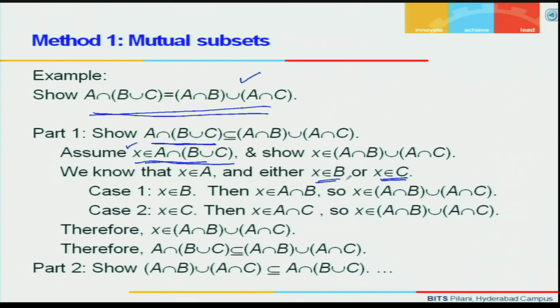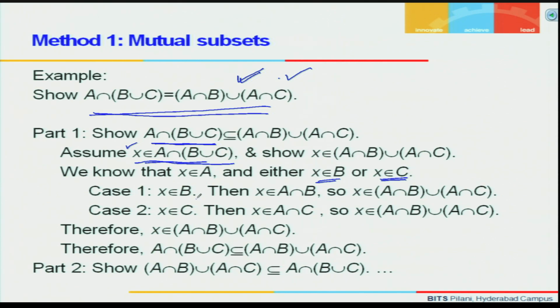Then we have got two cases here. We will show that if x belongs to B, then this x is going to be there in the right hand side set, and in another case if x belongs to C, then also the x is going to be there in the right hand side set. Then in all the cases we have shown that this x is going to be there in the right hand set.